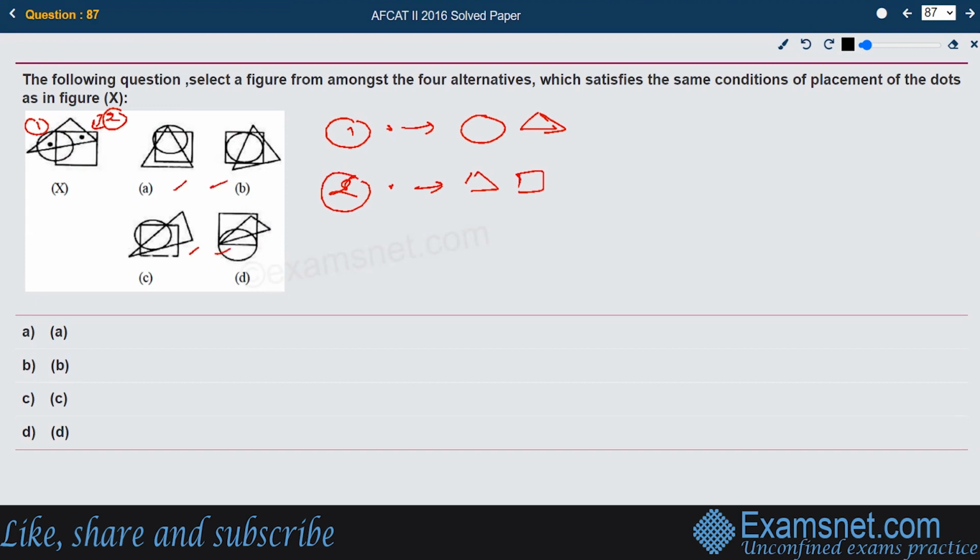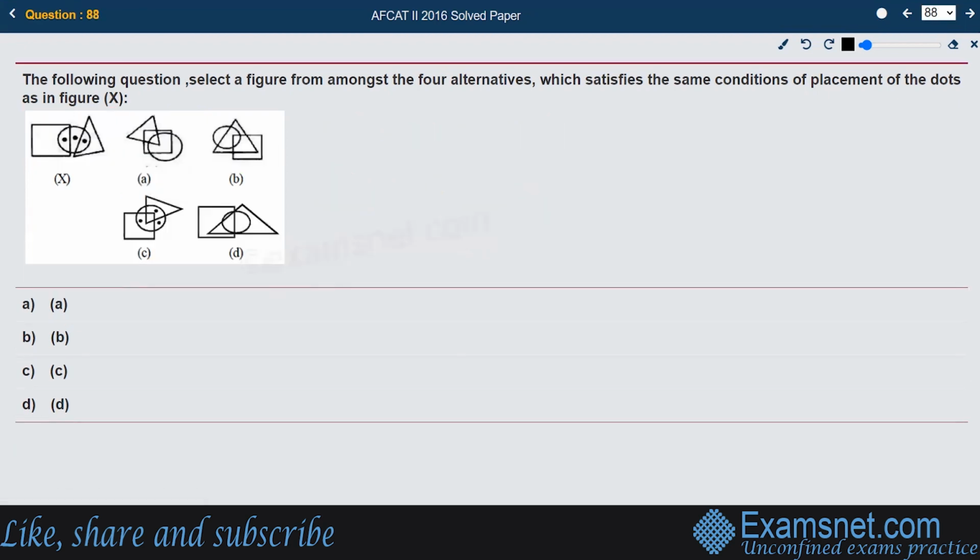If you talk about A only, the first dot should be part of circle and triangle only, so we can place our first dot on this location. This is where we can place our first dot, circle and triangle. What about the second one? The second one should be part of just the triangle and the square. We can place it here, anywhere here. So this is the option for the second dot. Option A gives us the opportunity to place the dots as placed in figure X. So option A seems to be the right answer.